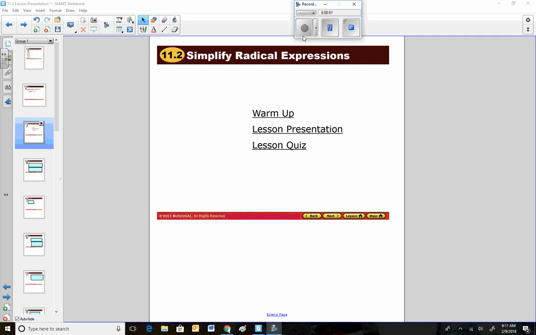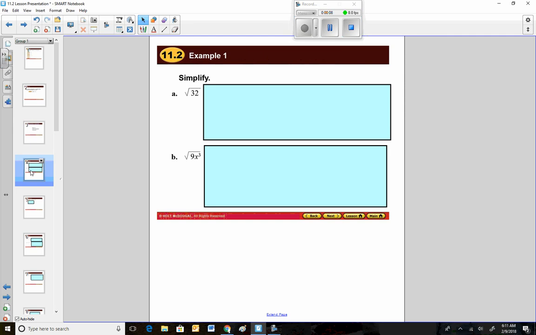Hi class, today we're looking at simplifying radical expressions. So let's check out our radical expressions. Here we go. You've done some of this already in your geometry class, but this is great practice for us. So I take a look over here and it says simplify the radical 32.